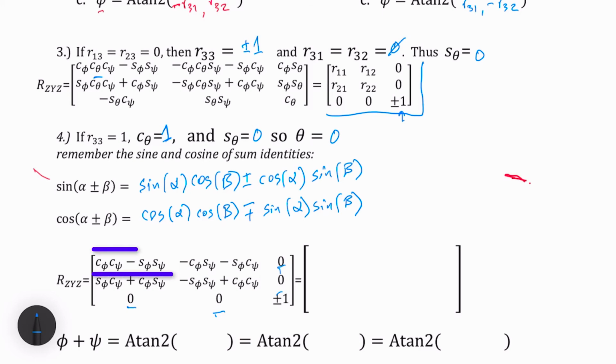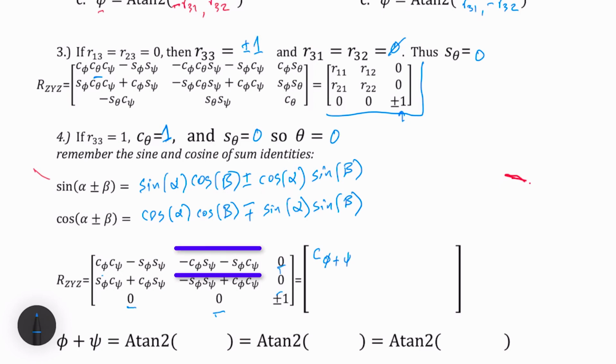And you notice that all these entries in here correspond to different sum identities of sine and cosine. So here's this first one. We've got cosine phi, cosine psi, minus sine phi, sine psi. And we can see that that is just this cosine identity. So this is the cosine. Let's write it in our notation. This is phi plus psi.